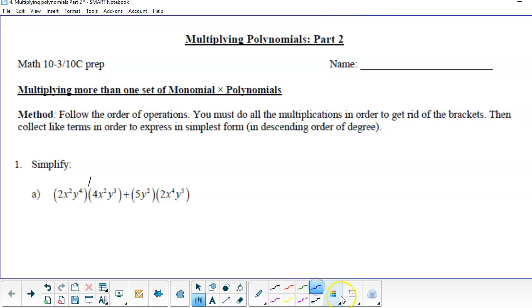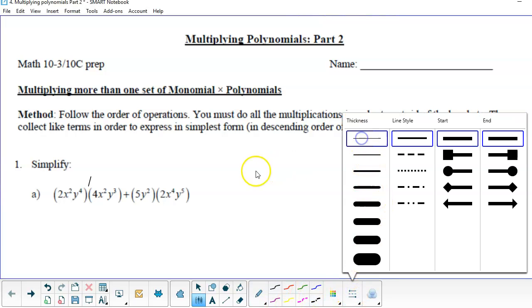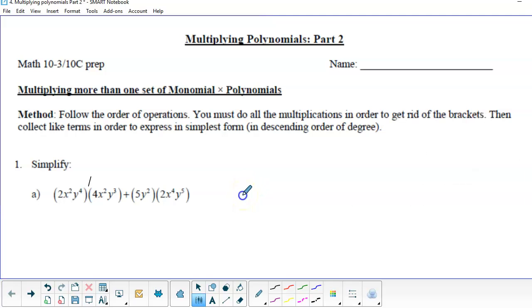All right, we're looking at multiplying polynomials again, now a little bit more complicated. So first, monomial times a polynomial. We did that yesterday, but now more than one set. So in this first one, we have multiplication. If there's brackets next to each other, it means multiplying. So we need to follow the order of operations. We need to figure out those multiplications first before we add.